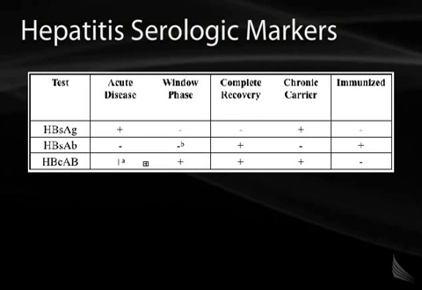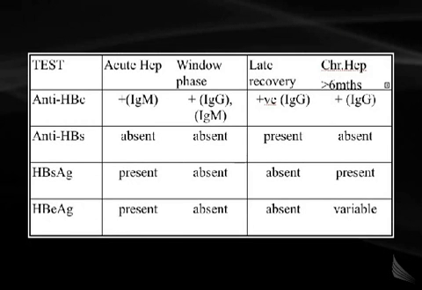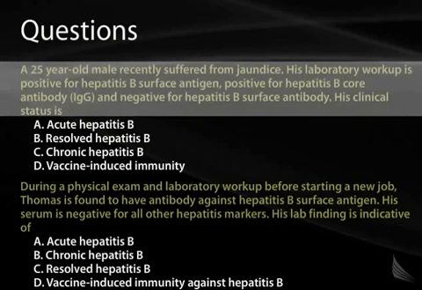This table shows another summary of the hepatitis serology markers, as we just talked about. It's important to know each of the different phases, and you'll be tested on this. Here we have another table which shows us the anti-hepatitis antigens. You can see that this is something that frequently shows up on Step 1, and this is a reiteration of what we talked about before. Let's go to some questions.